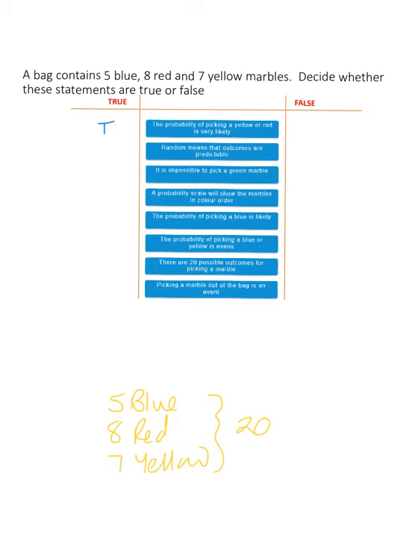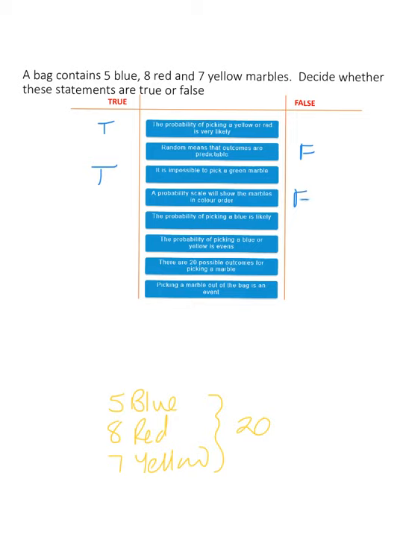Random means the outcomes are predictable. Well, that is false. If it's random, it means that there's no decision made. It's completely by chance. You're not thinking about it. It is impossible to pick a green marble. Well, the choice of marbles is blue, red or yellow, so it is impossible to pick a green one. A probability scale will show the marbles in colour order. Well, no, that's not true.